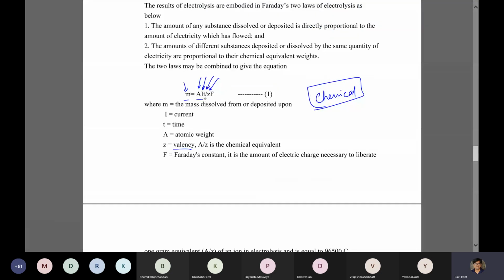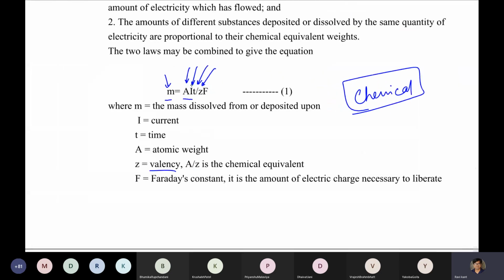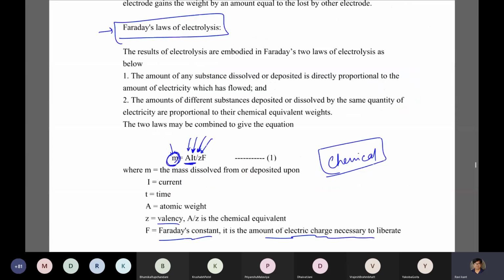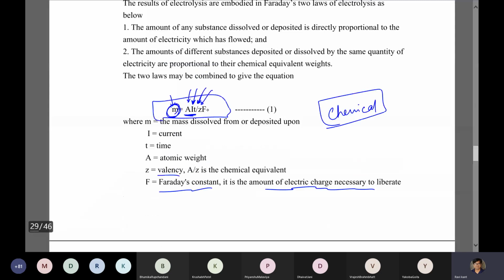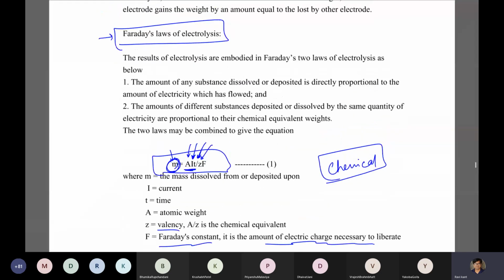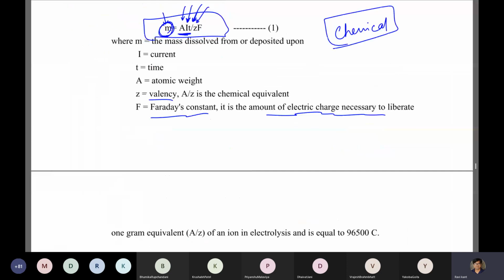This mass being directly proportional seems logical. The more the area, the more electricity is being passed, and the more time it is being passed, the more mass will be accumulated. It is inversely proportional to the valency of the metal, and F is Faraday's constant, the amount of electric charge necessary to liberate it. Maybe some threshold or something. You may also check in some books, but this is not necessary right now. You just have to understand this.